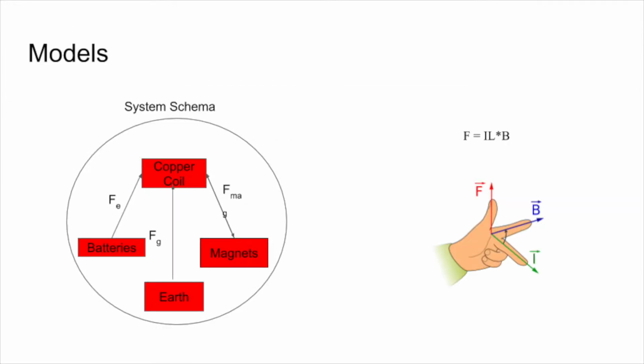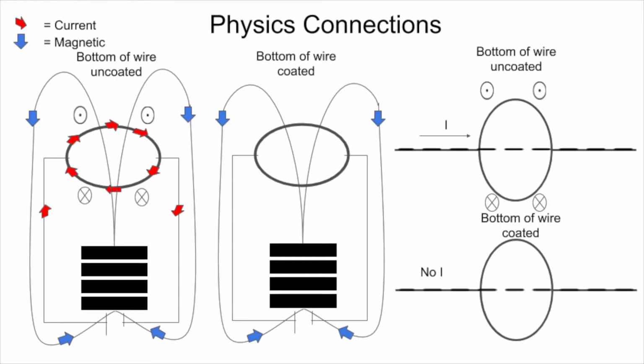Our models show the system schema, which has the batteries, the earth, and the magnets all acting upon the copper coil. The force is calculated by doing the cross product of the current and the magnetic field, shown by the right-hand rule on the right-hand side of the page. This cross product produces one magnetic force that acts upon the coil. The earth is also acting upon the coil through gravity. The next slide shows the physics connections, along with the main model of the system.